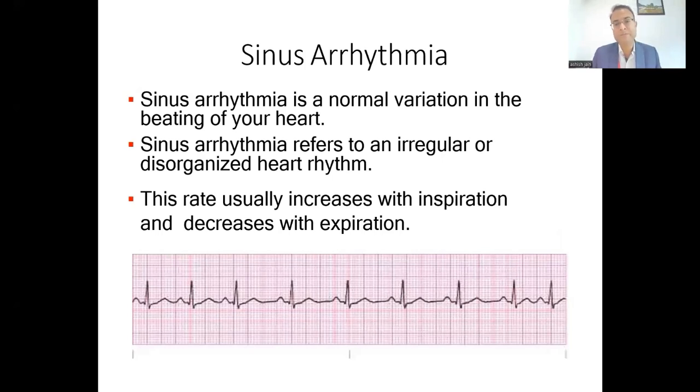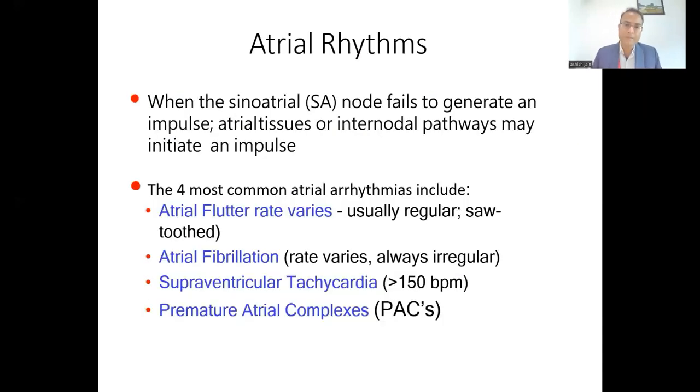Sinus arrhythmia is a normal variation in the beating heart. It is generally seen during inspiration and expiration. Here, the QRS complex is normal, but the rhythm is variable. That means the RR interval is variable.